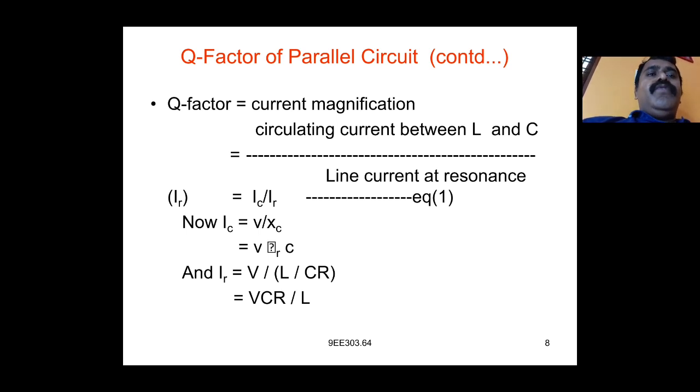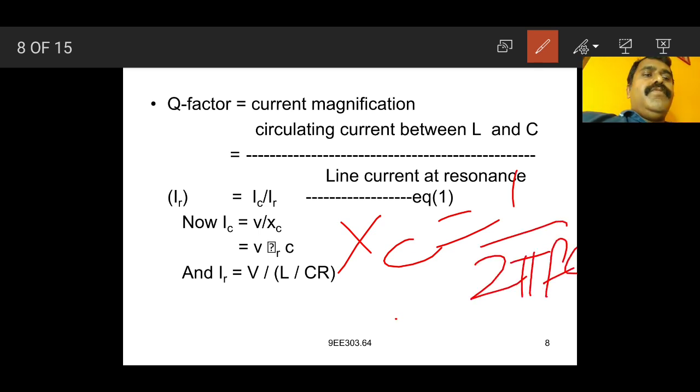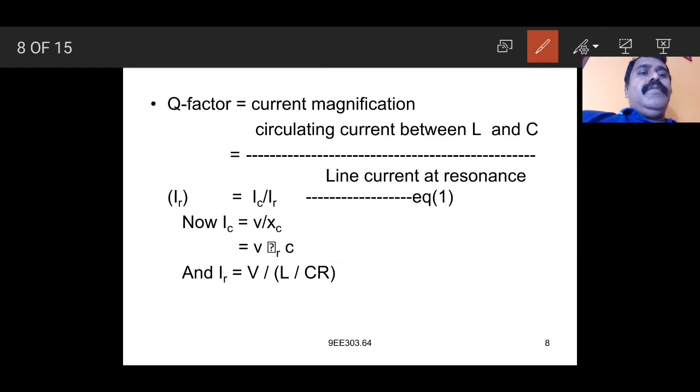Again, we can consider the Q factor of the parallel circuit as nothing but the current magnification, where the current can increase in the parallel circuit. So we can express Q as IC by I. IC is the current flowing through the capacitance. Now IC is equal to V by XC, and we know XC is equal to 1 by 2 pi FC, which is 1 by omega C. So 1 by XC becomes V omega C.